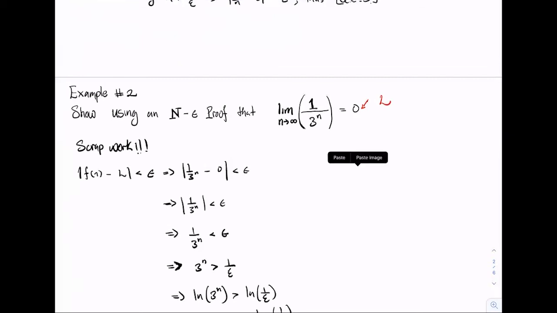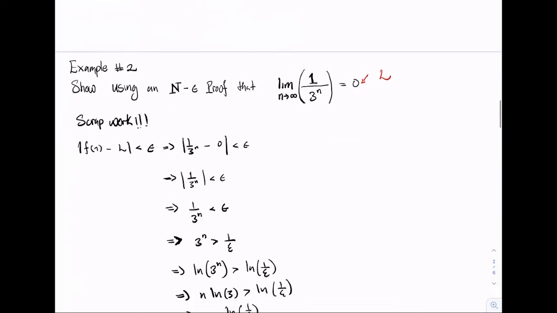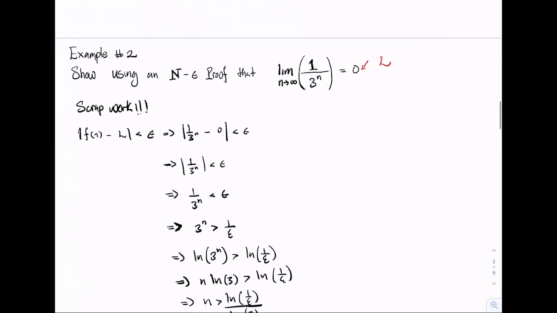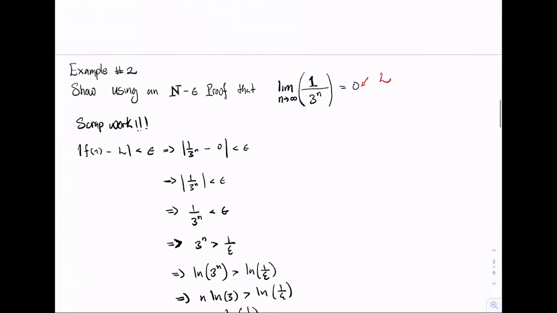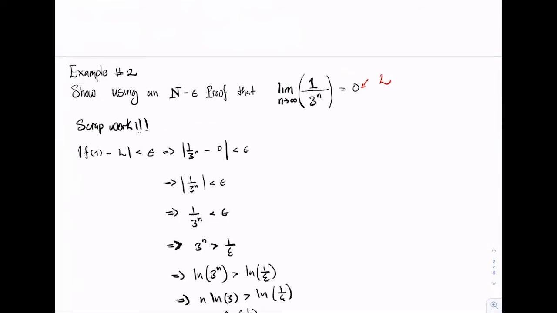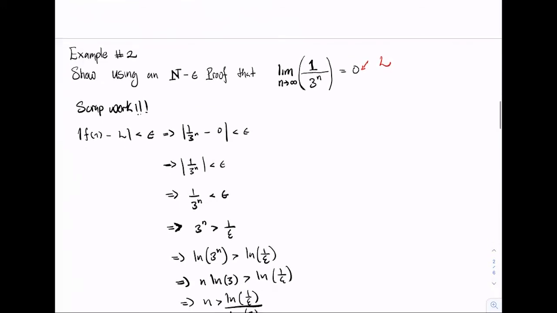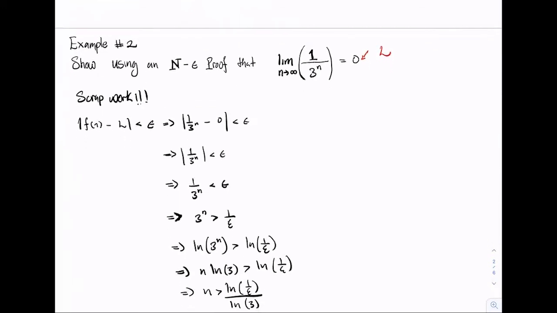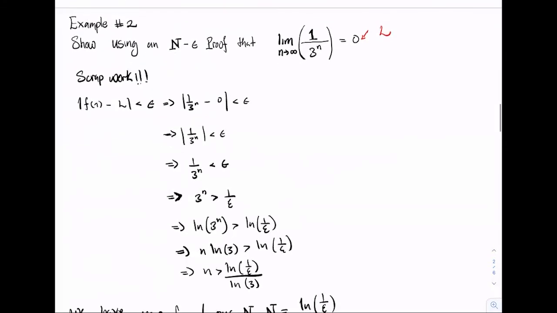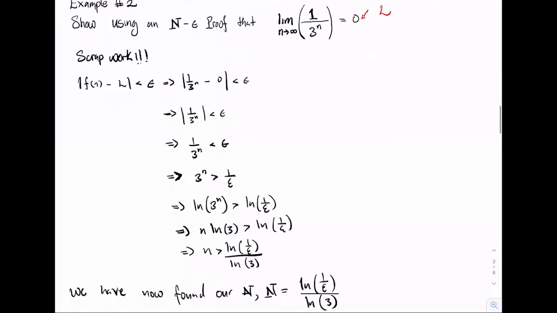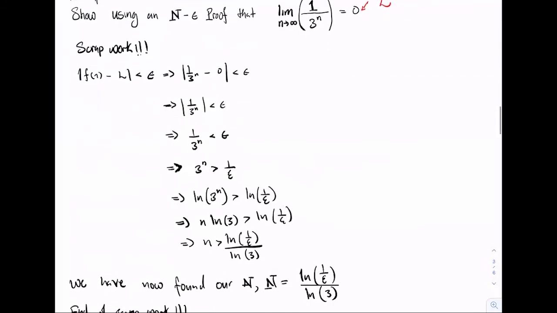Okay, that was nonsense. Remove that part. Notice we move on to now say that n times ln of 3 is greater than ln of the reciprocal of epsilon, which means that n is greater than ln of the reciprocal of epsilon over ln of 3. And now once we have that, we have found our capital N, and we can conclude that we are at the end of our scrap work.